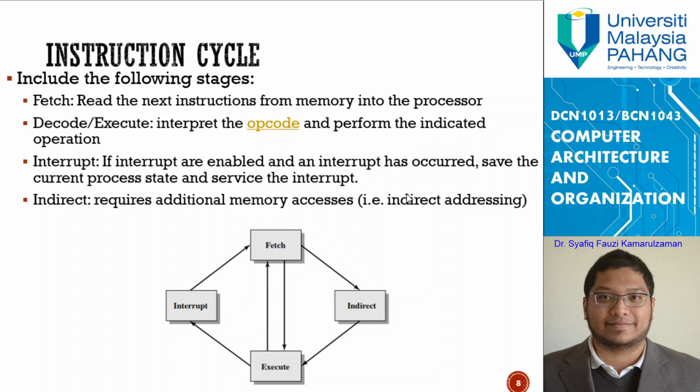If you talk about interrupt, last time we have discussed interrupt. If interrupts are enabled and an interrupt has occurred, save the current process state and service the interrupt. So this is one thing that the CPU does. And then we have indirect, which is sometimes a request for additional memory accesses, which usually involves indirect addressing.